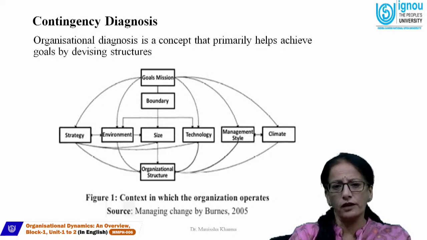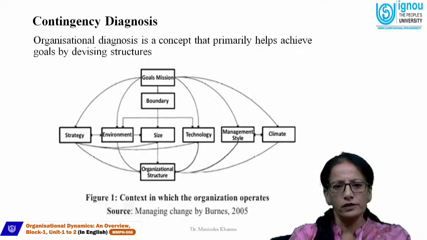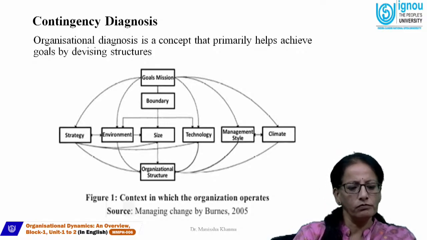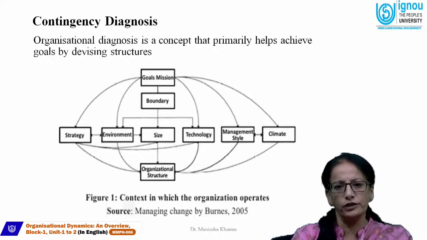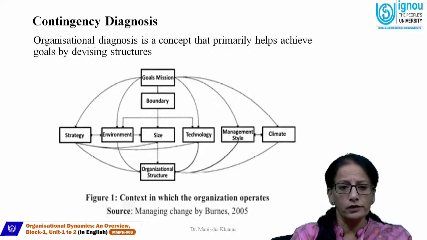The first is contingency diagnosis. Contingency diagnosis is a concept that primarily helps to achieve the goals by diversing structures. When we say diversing structures, it is made up of the size, the technology, the management style, the climate. Climate here means the organization climate or organization culture, the strategy, and the environmental factors.